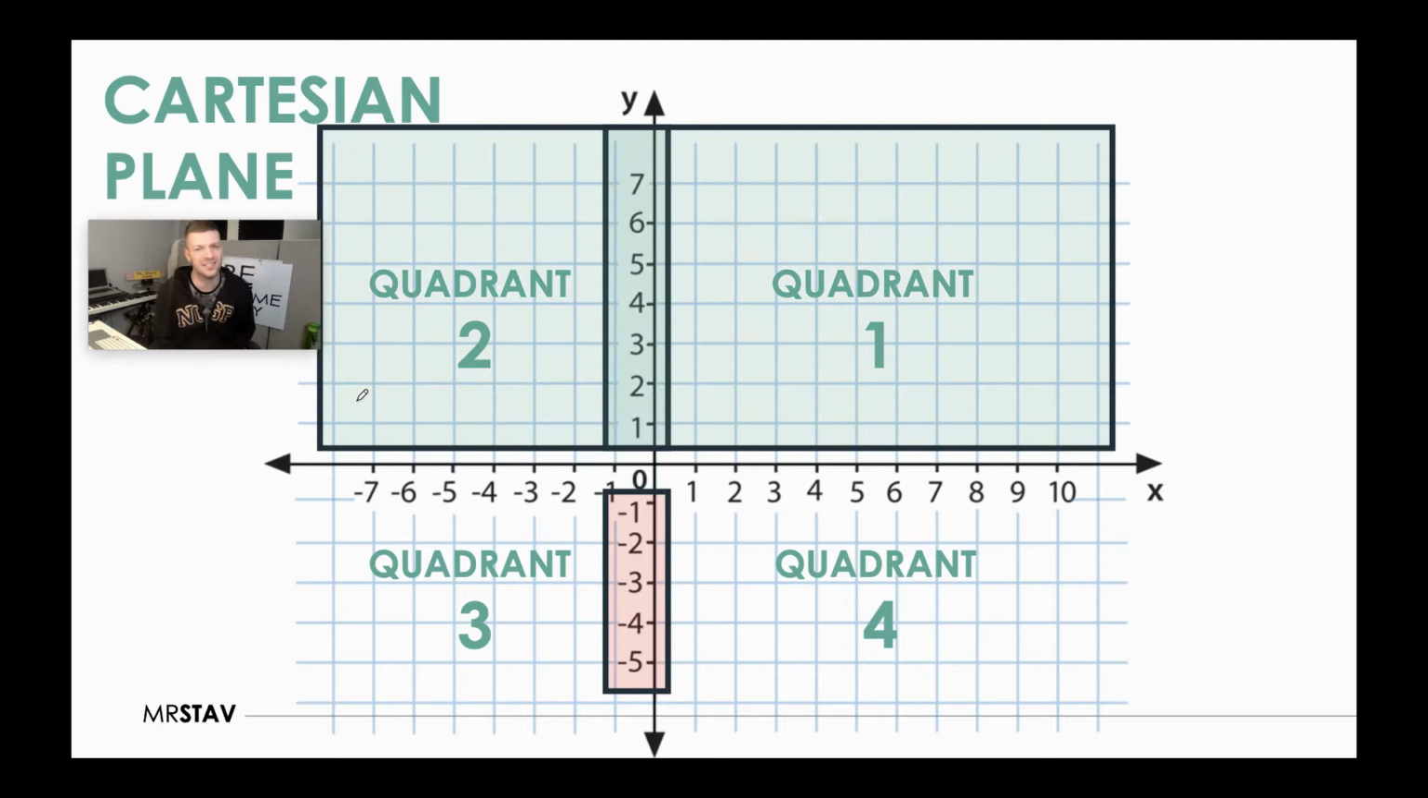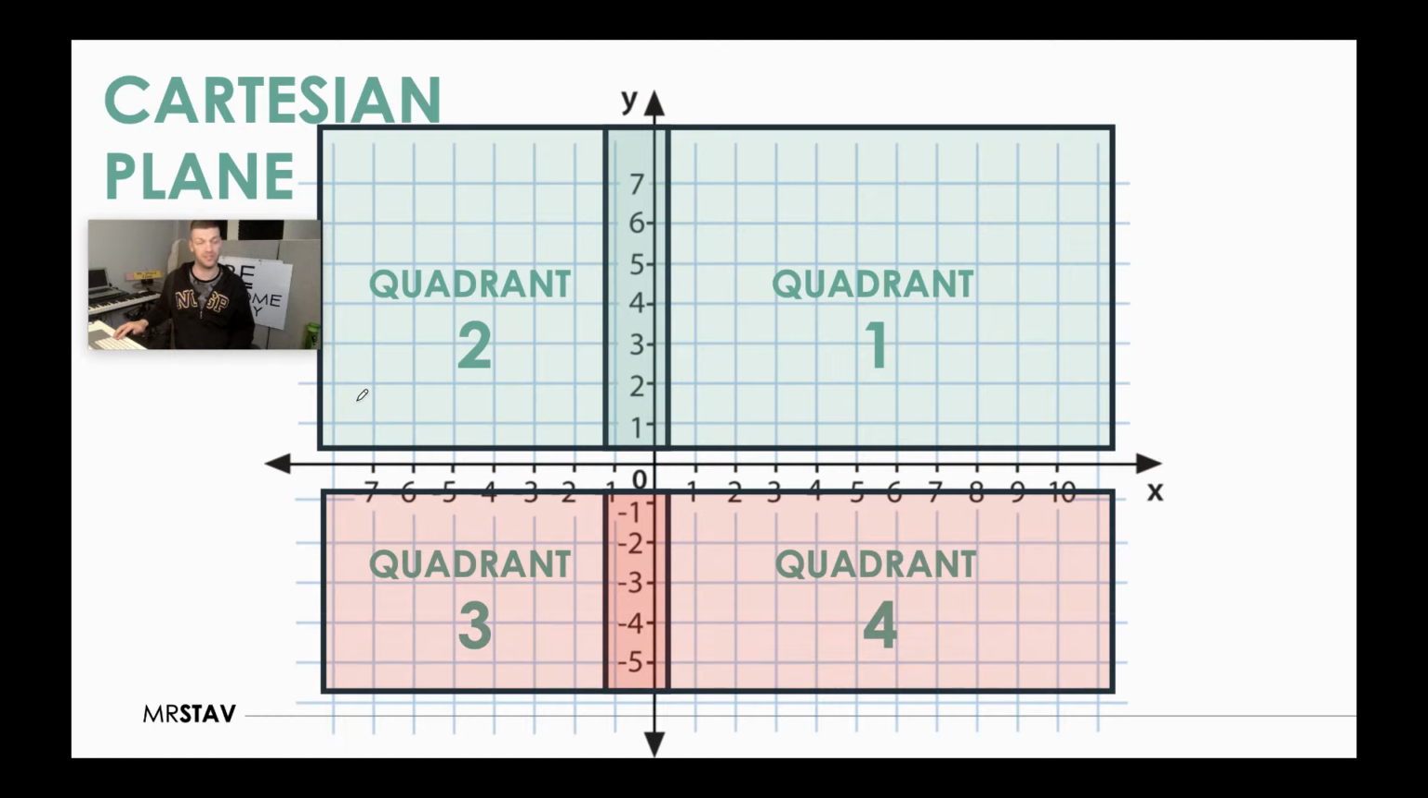In the y-axis, as you go up, we get positive, we get higher, and as you go down, we get lower. So anything in quadrant 1 and 2 in the y-axis will be positive, and 3 and 4 will be negative.